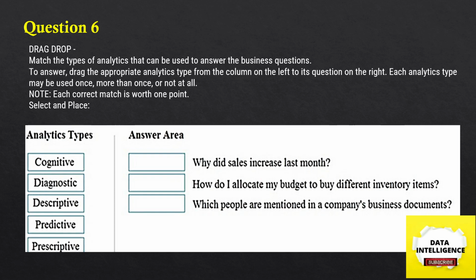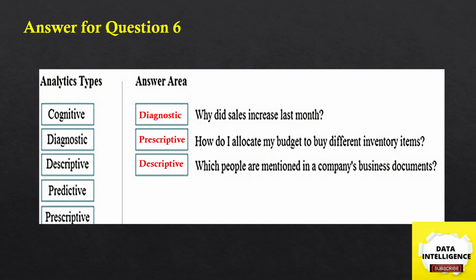So I think it gives you a clear idea based on the question. If it asks why, then you go with diagnostic, like why the sales increased. If it asks how you have to do something, a future decision, then it's a prescriptive one. And if it has already happened and you are just going to summarize what happened, then it's a descriptive one. So these are all the correct options for this question.